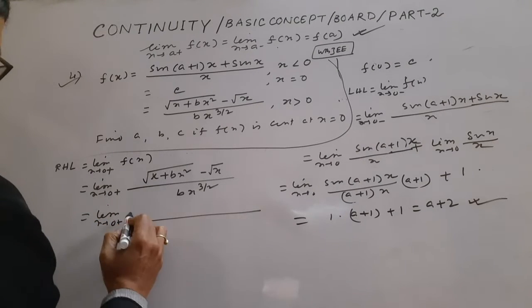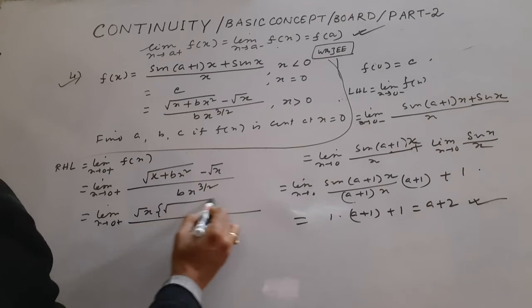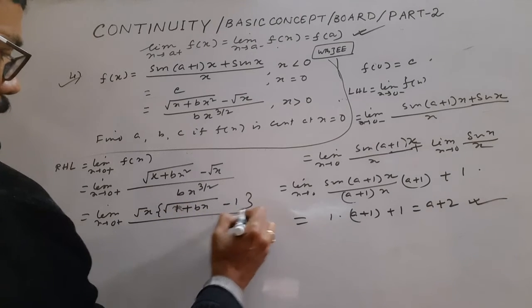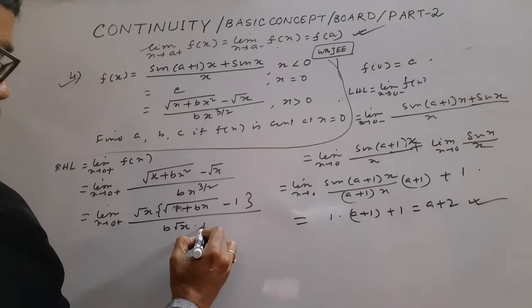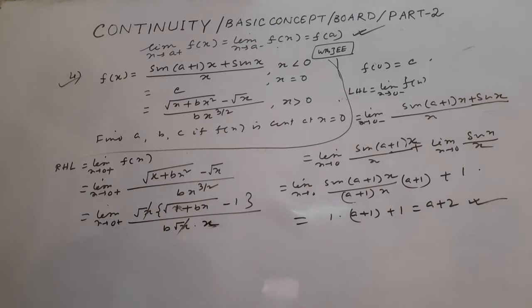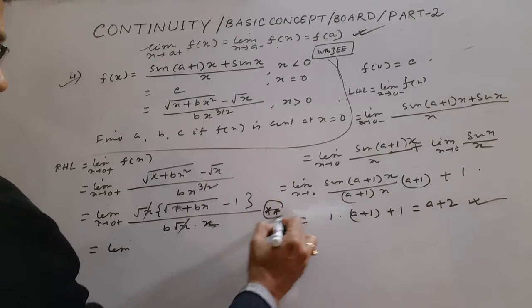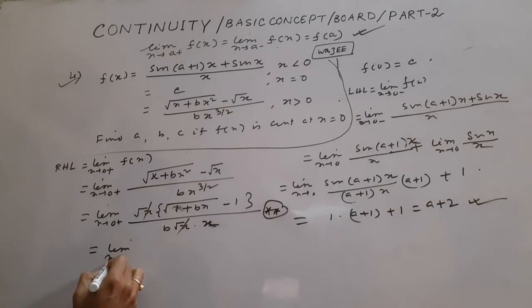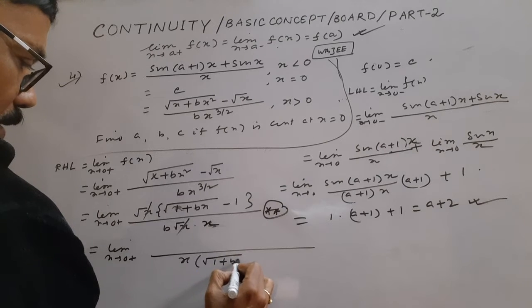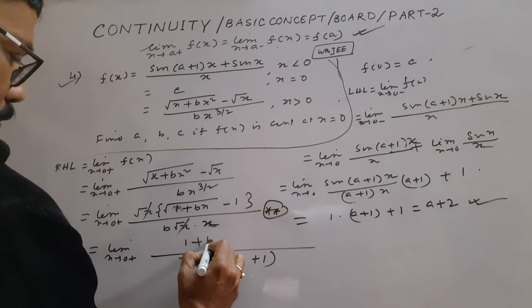So look, root x is common. So this is root x over, 1 plus bx minus 1, divided by b into x to the power 3 by 2. So x cancels, since x not equals to 0. Now use the method of rationalization. This step is to be noted: root x common is the most important step. So what is the rationalization factor? Root over 1 plus bx plus 1.